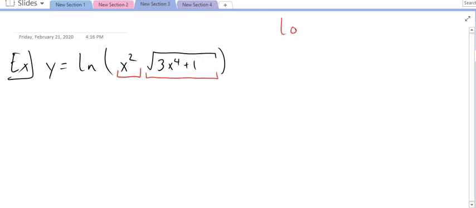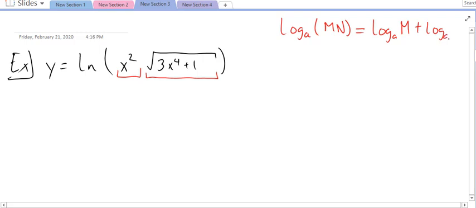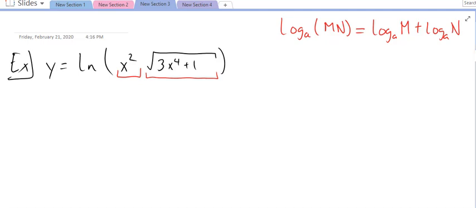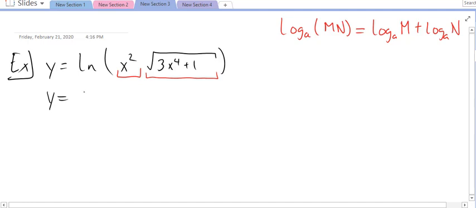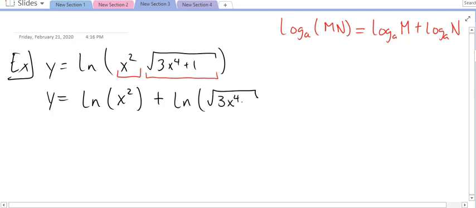And one thing you might remember from a college algebra class is that logarithms have some nice rules for simplifying and rewriting. So one of them says that we can take products inside a logarithm and rewrite them as a sum. So I'm just going to do that here. So what this says is that this will be the ln of x squared plus the ln of the square root of 3x to the fourth plus 1.